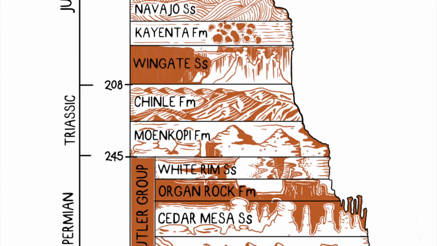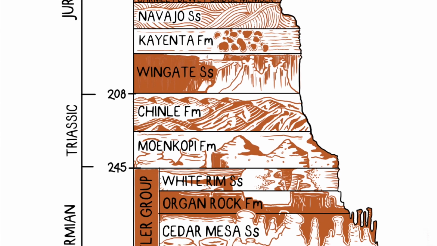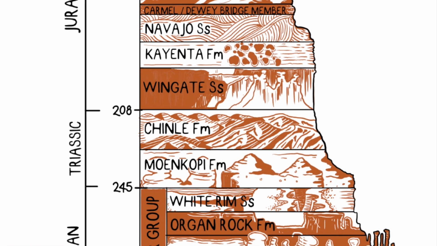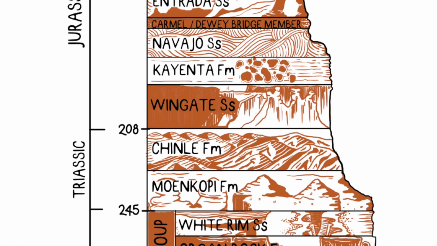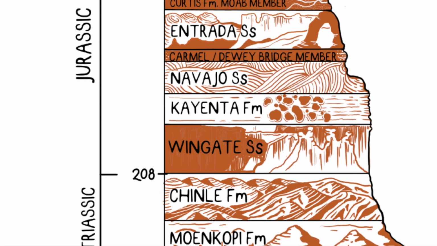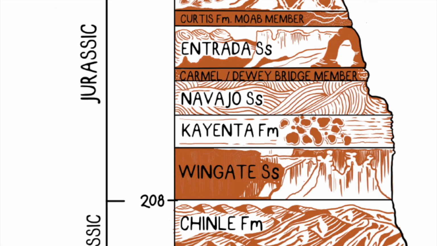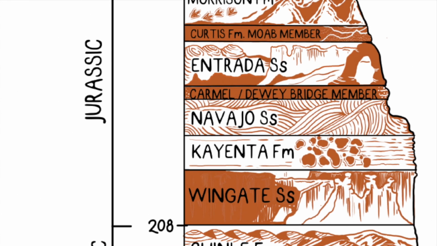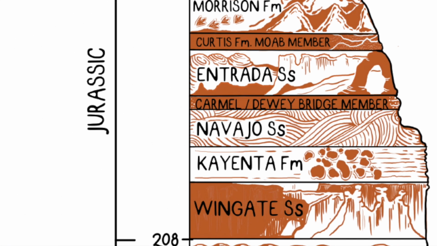Moving on to the Jurassic period, about 200 million years ago, the climate became hyper-arid, and this turned the Moab area into a vast sea of sand, a bit like the modern Sahara Desert. And we can see this in the Glen Canyon Group, which would be the Wingate, Kayenta, and Navajo sandstones.